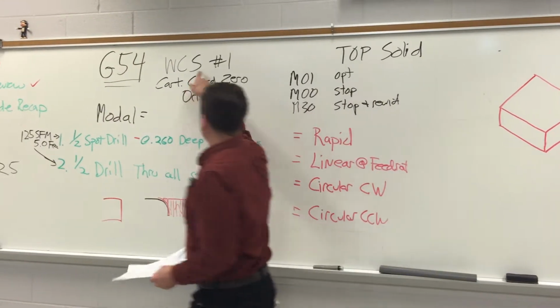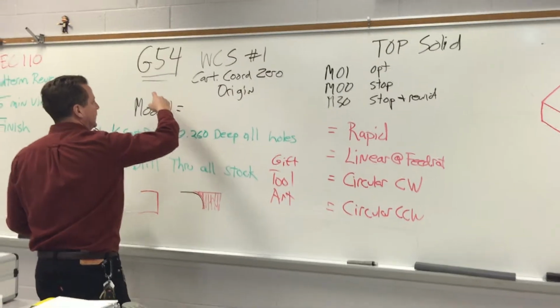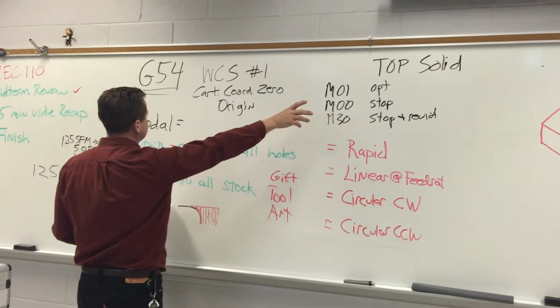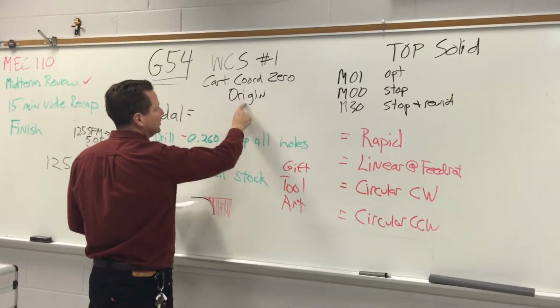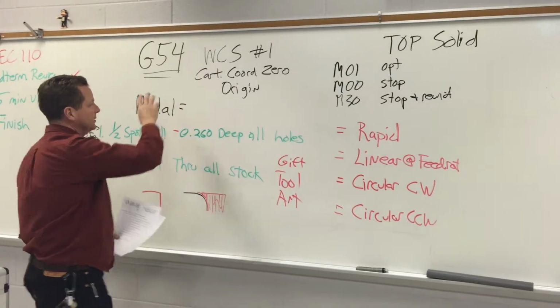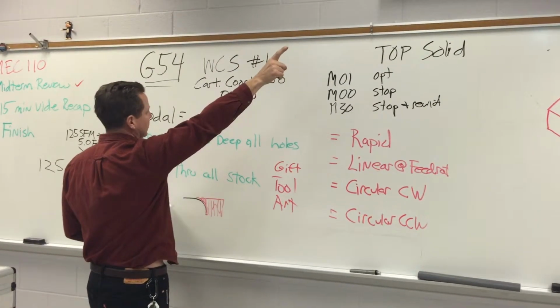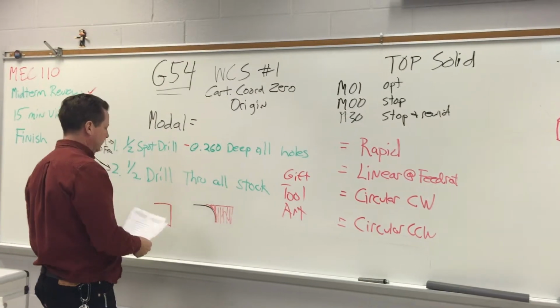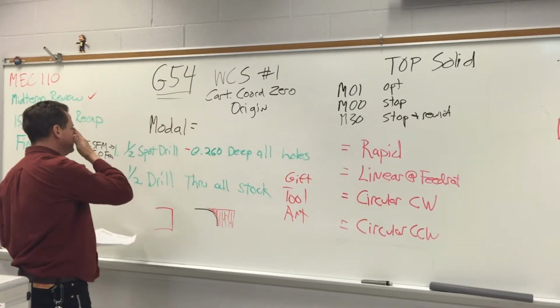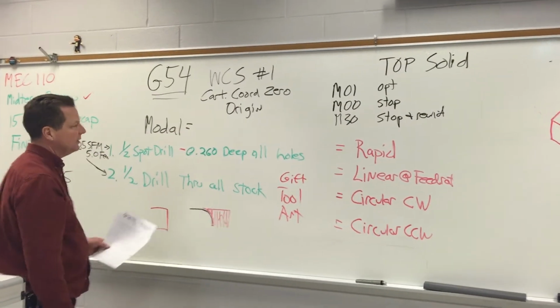G54 is the work coordinate system number 1. It's where the Cartesian coordinate system is on your part, and we also call it the origin. It is back relative to the machine 0. That's where the numbers come from. Modal means active until canceled.